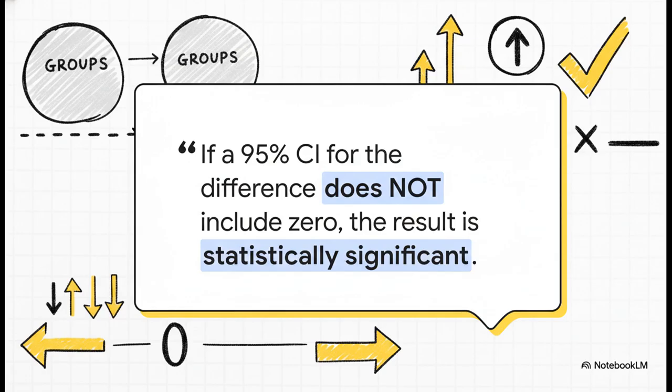And here it is. This is the key. When you're comparing two groups, you have to look at the confidence interval for the difference between them. If that range of plausible values does not include the number 0, then congratulations, your result is statistically significant. Why? Because a difference of 0 means no effect. And if 0 isn't a plausible value in your range, then there's probably a real effect going on.